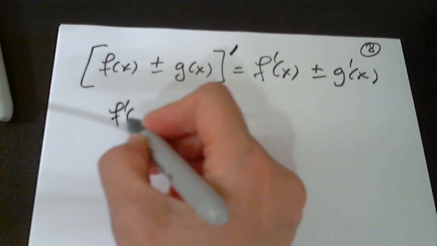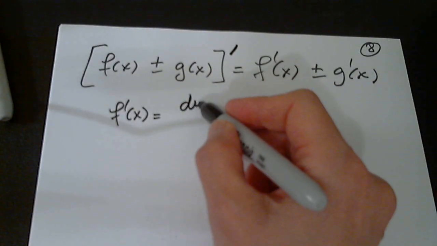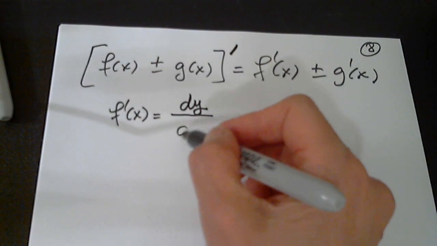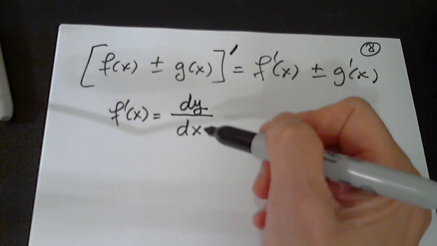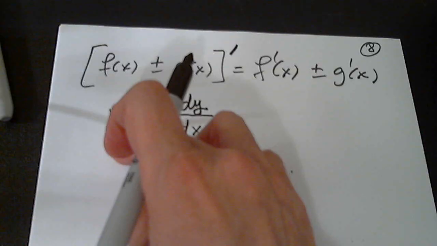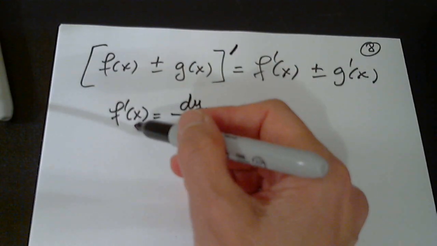So f prime of x is one notation for the derivative, and the derivative of y, which is f, divided by the derivative of x is the same thing. You can use this notation or this notation. Sometimes this is more convenient than this. Why is this sometimes more convenient?